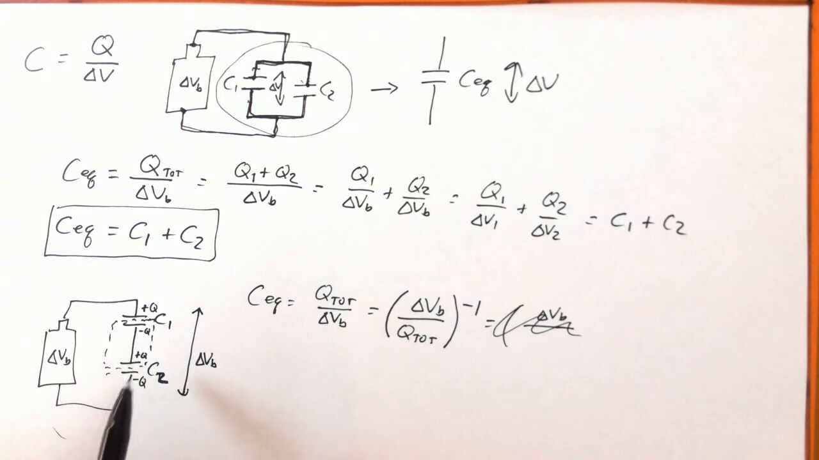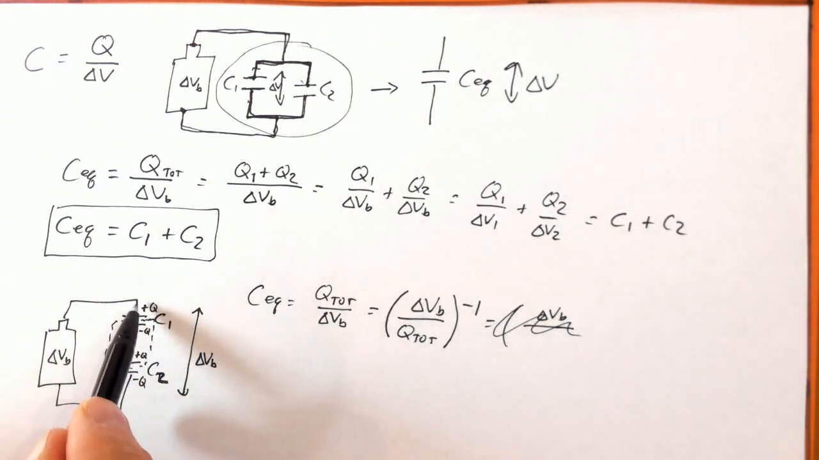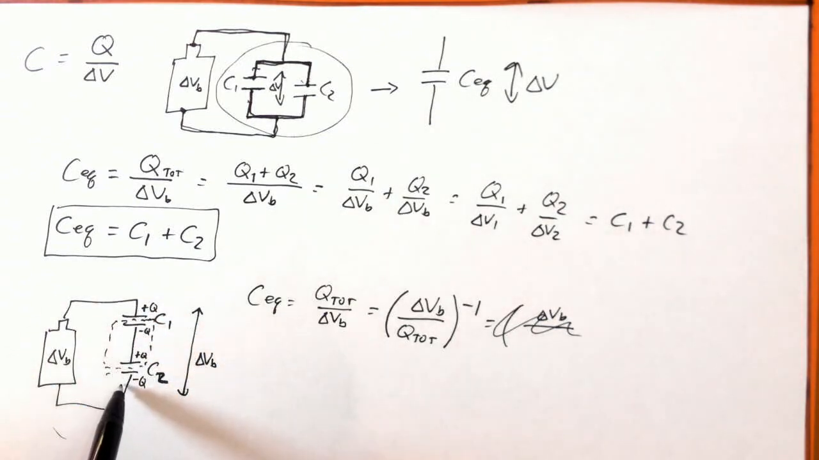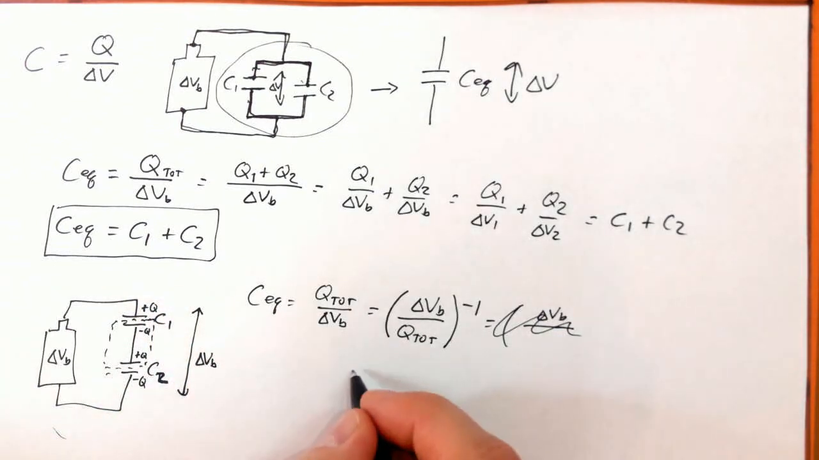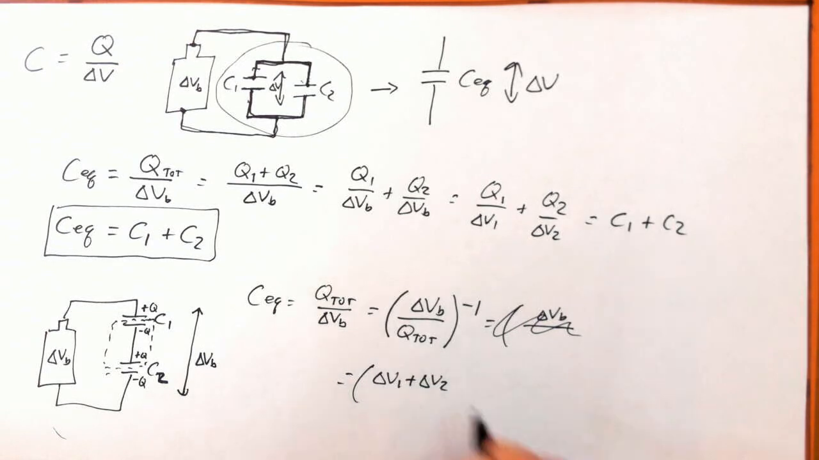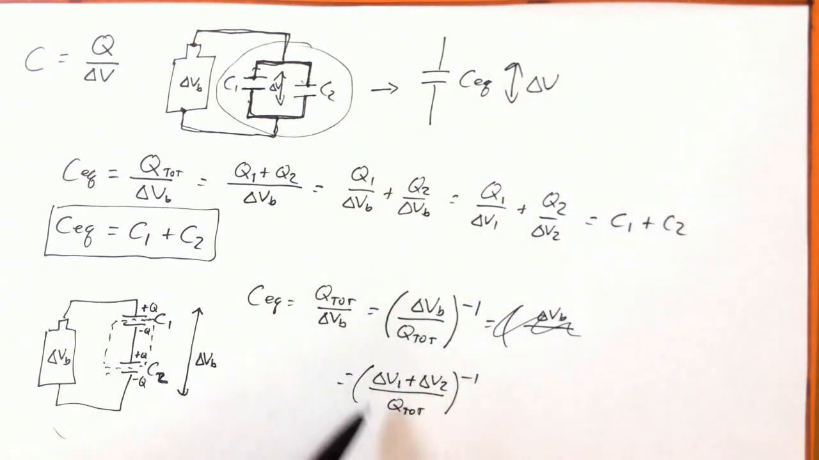Well, we learned that if I gain across the battery and I lose some here, I've got to lose the rest here because I get back to where I started. And so I've got to end up with 0 overall. That means the potential across this one plus this one must equal the potential across this one. So in this case, I get for delta VB, that's delta V1 plus delta V2 over Q total, all raised to -1. Remember, that's an inverse fraction.